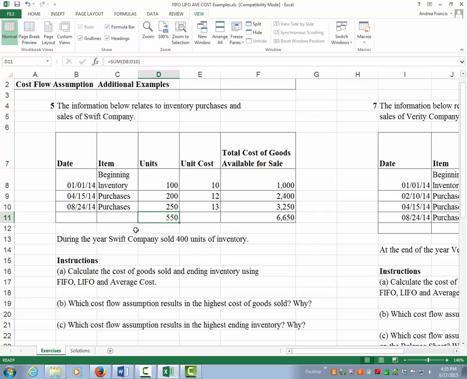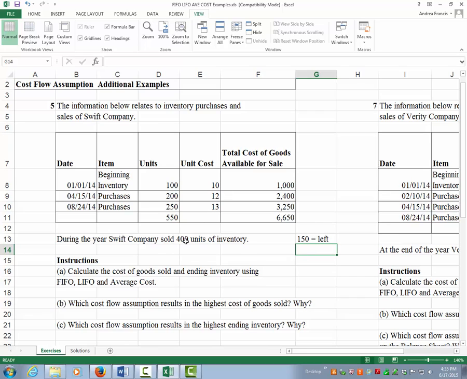This then gives Swift Company a total number of units available for sale of 550 and a total cost of goods available for sale of $6,650. During the year, Swift Company sold 400 of those 550 units of inventory. So if they sold 400 units, it must mean that 150 units are left behind in their ending inventory.